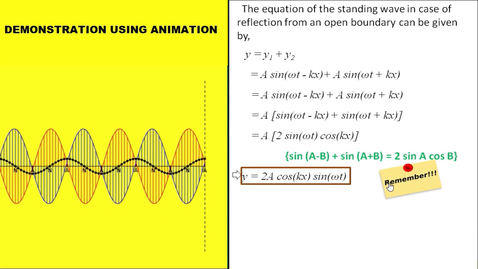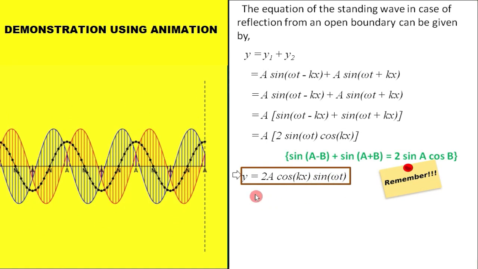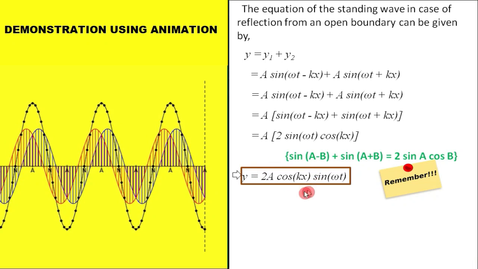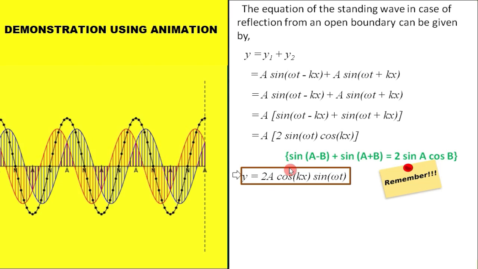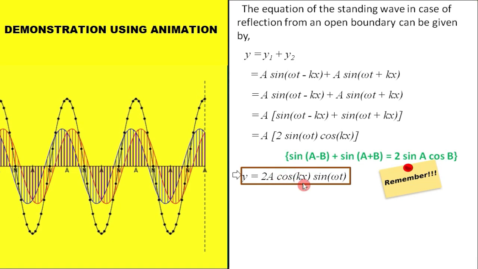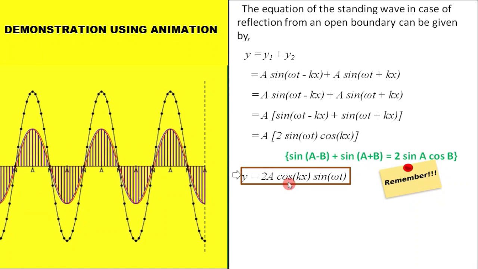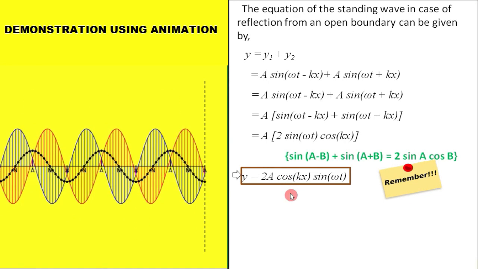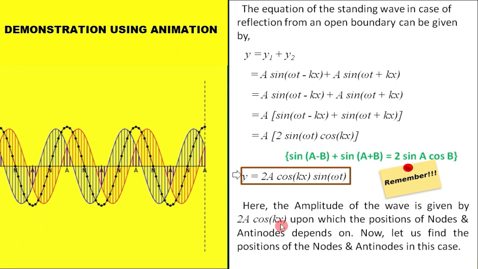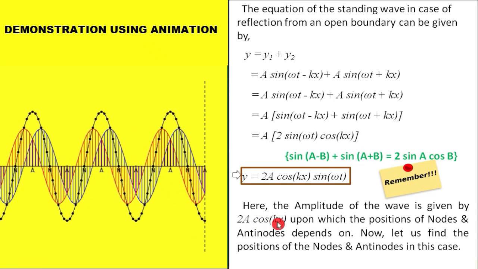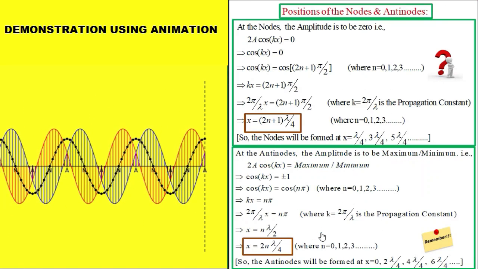There, what we got? Cos kx sin omega t. Okay, so there the amplitude was minus 2a sin kx, and here the amplitude is 2a cos kx. Obviously, if the amplitude changes, accordingly the position of nodes and antinodes will also change. So the position of nodes and antinodes depends on this amplitude. Now let us find those values.